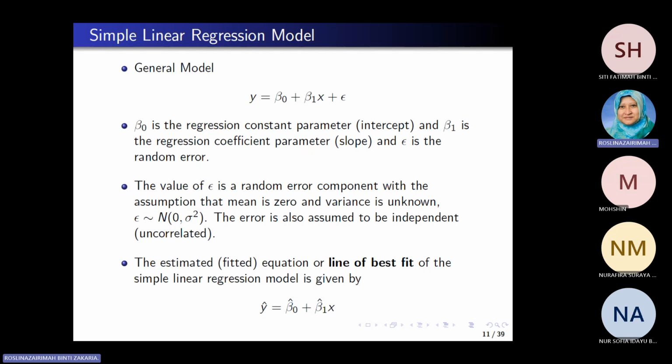That means uncorrelated. The estimated equation, or line of best fit, of the simple linear regression is given by y hat equals beta naught hat plus beta hat 1 x. Beta 1 is the slope, or regression coefficient. In hypothesis testing we are interested in testing beta 1; beta naught is not that practical. We want to test whether there is a relationship between x and y, so we test whether beta 1 equals 0 or not equal to 0.